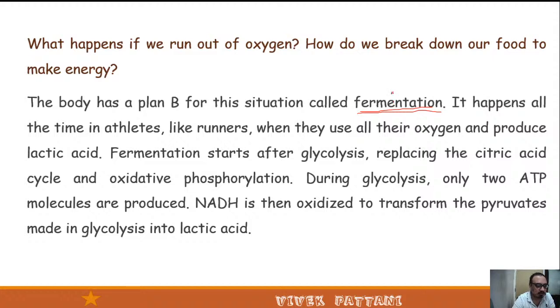Fermentation starts after glycolysis, replacing the citric acid cycle and oxidative phosphorylation. During glycolysis, only 2 ATP molecules are produced. NADH is then oxidized to transform the pyruvate made in glycolysis into lactic acid. We have discussed this earlier; I gave you the example of Louis Pasteur, who gave the Pasteur concept. During fermentation, in order to get a particular product of interest, the level of oxygen is decreased for the cells in the fermentation system, which leads to higher production of the products in the fermentation medium.